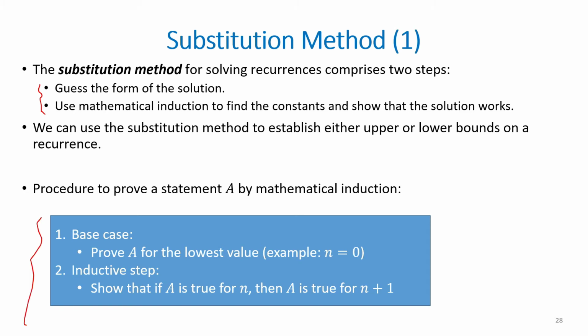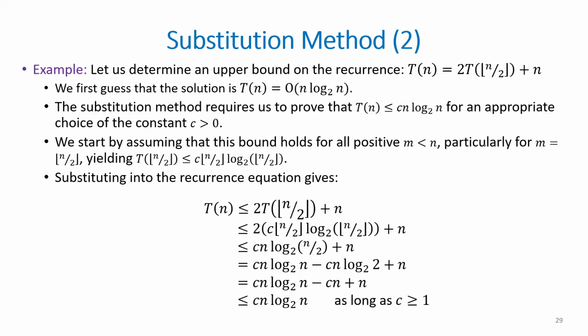So to summarize, we first have to prove that the solution holds for the base case, which is n equal to 0 or n equal to 1. And then in the inductive step, we have to show that if it is true for n inputs, then the solution is also true for n plus 1 inputs.